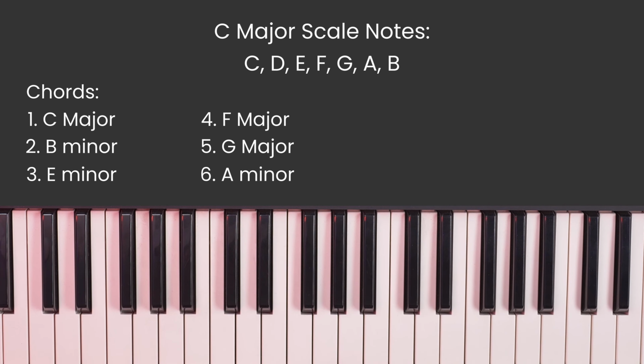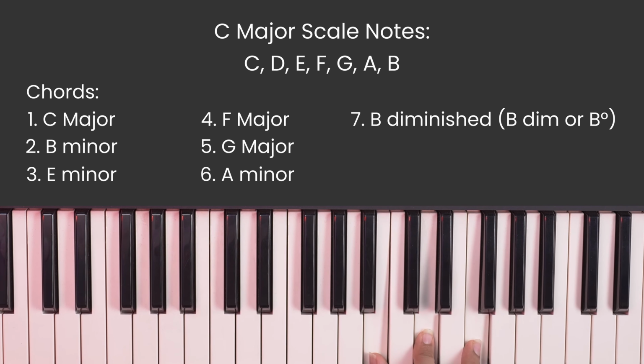Let's see. So we start with 0, then we go 1, 2, 3, 4. 4 is not in a C major scale, but 3 is. So we have to play 3. Then let's suppose it's a minor chord, because it's 0, 3. But then we have to go to 7 as well. 4, 5, 6, 7. But 7 is also not available in the major scale. This key is not in C major, so we have to play 6. So this chord, which is 0, 3 and 6, is a diminished chord, and in the C major scale, B is diminished.